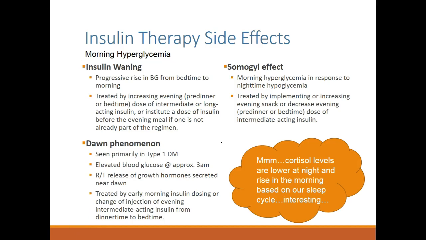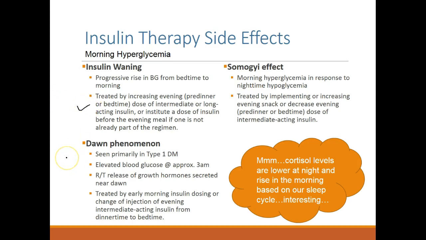So, insulin therapy side effects. Morning hyperglycemia has a lot to do with hormones, so it can just be a response. The Somogyi effect is morning hyperglycemia in response to nighttime hypoglycemia, so the body overcorrects itself. A way to treat it is by having a snack at night. Insulin waning can be a rise in blood glucose from bedtime to morning. It can be treated by pre-treating with insulin.